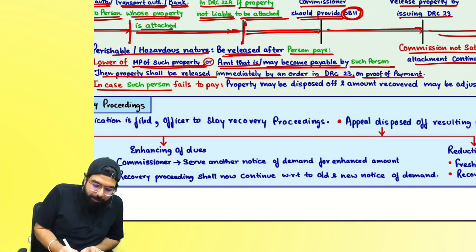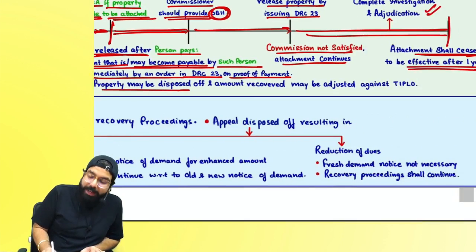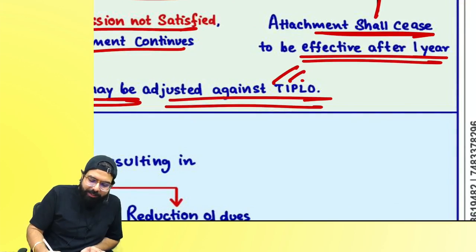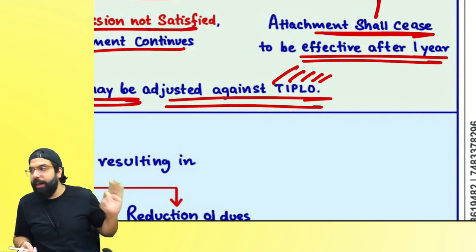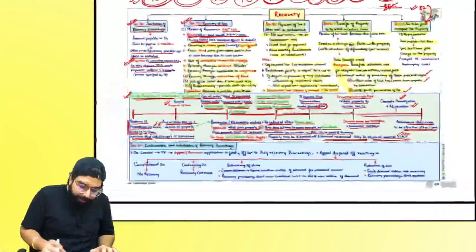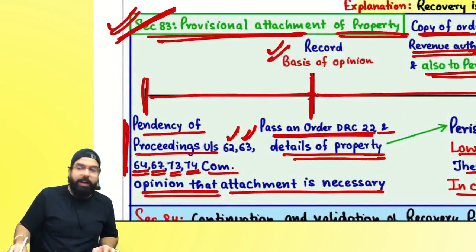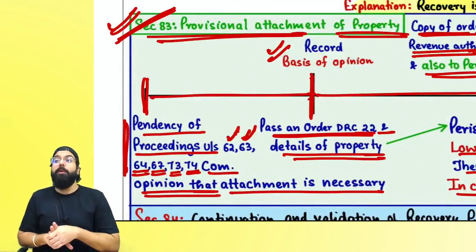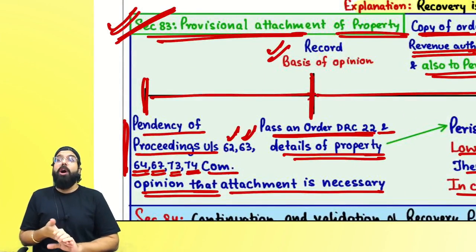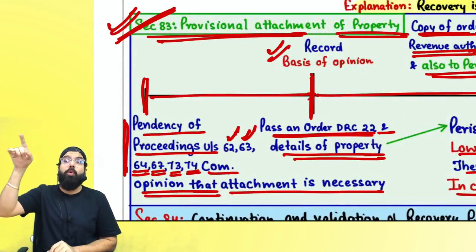But if you don't make the payment, that property will be disposed of and the amount recovered will be adjusted towards tax, interest, penalty, late fee or any other amount. Right, everyone, always remember that section 83 proceedings, provisional attachment, can also be done against a person under section 122(1A).